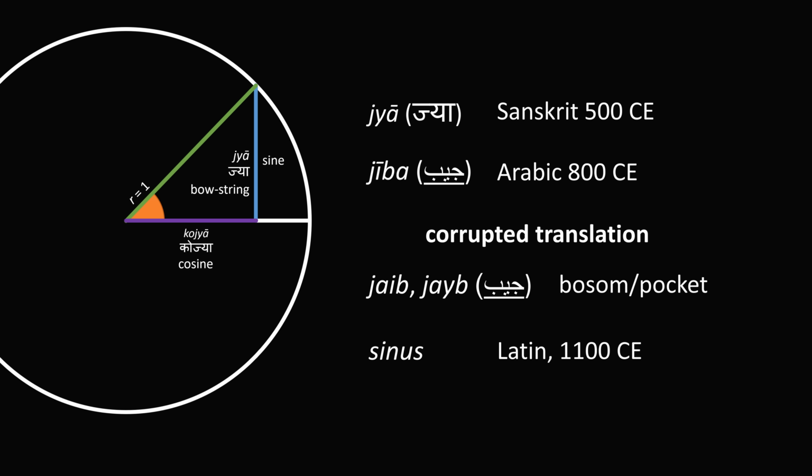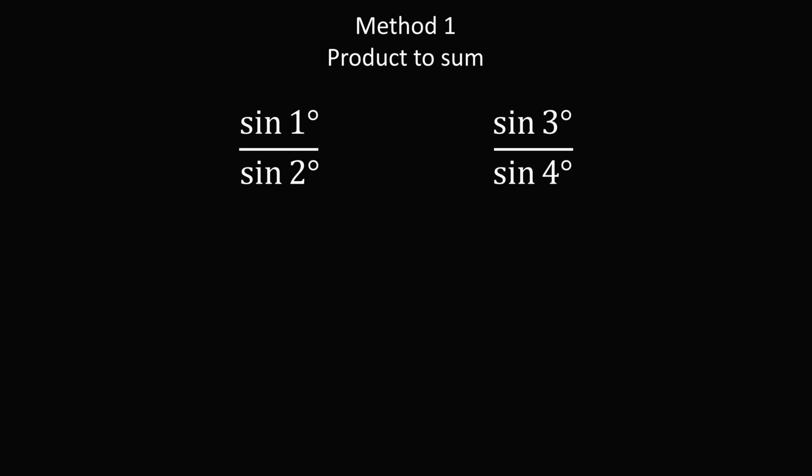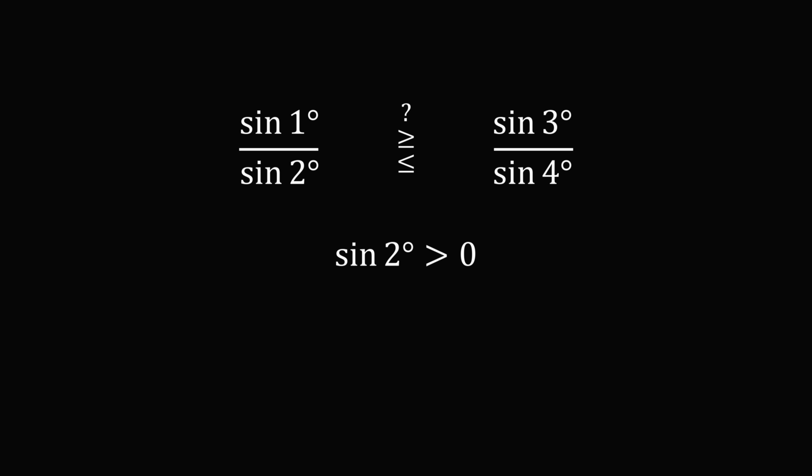So with this introduction, let's now solve the problem. One way to work out the problem is to use the product to sum formula. So we need to figure out which quantity is greater. Now, since sine of 2 degrees is greater than 0, we can multiply both sides by sine of 2 degrees without altering this inequality. So we can bring it to the other side. Similarly, since sine of 4 degrees is greater than 0, we can multiply both sides by sine of 4 degrees, and it won't alter which side is greater.